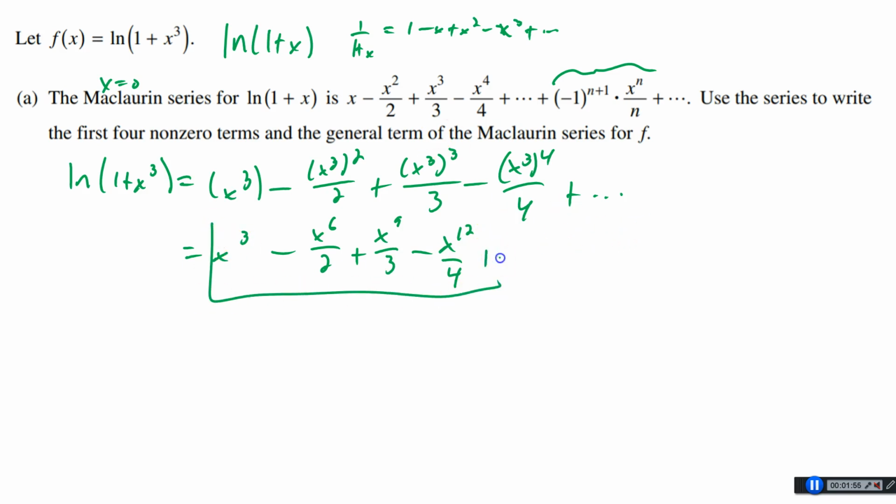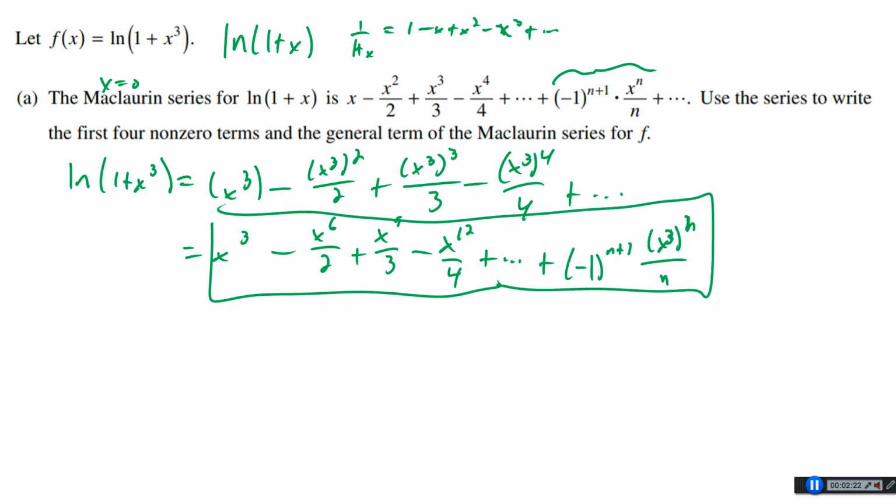Do they want the general term? They do. Okay, so the general term, if we do it the way that they did, you could also do it with a sigma, but basically it's still alternating, so we still have negative 1 to the n plus 1. So there must be starting at 1 with n, the way that they did it, but if you did a sigma, you could start it at 0, that'd be just fine. And then it looks like we just replace x with x cubed. So x cubed to the n divided by n. That's a cube, I promise. Okay, so there we go. So there's our first four terms and our general term.